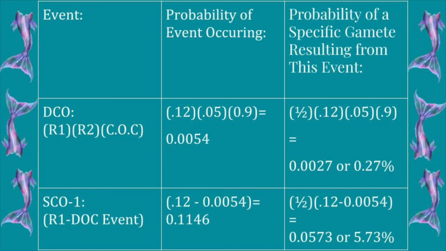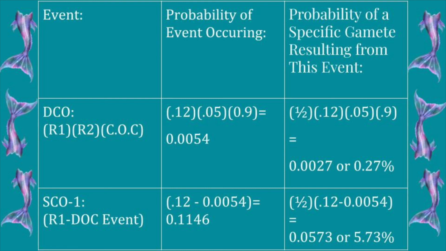Here you can see that to find the DCO probability of the event occurring, you multiply the centimorgan values from region 1 and region 2 together, along with multiplying it by the coefficient of coincidence value. To find the probability of a specific gamete resulting from a DCO event, you will simply multiply your first value by 1/2, because there is a 50% chance to get either DCO event outcome. Finally, you'll multiply your answer by 100 to turn the decimal into a percentage.